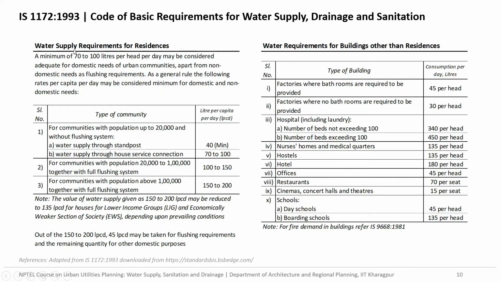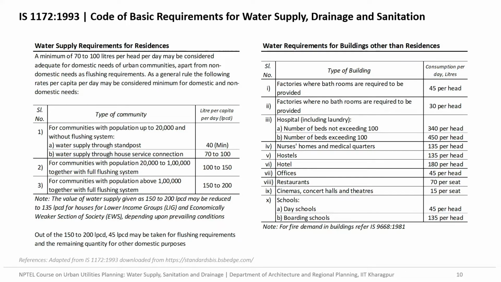Towards the left, we see the water supply requirements for residences. Usually, it is taken to be a minimum of 70 to 100 liters per head per day. Liters per head per day is comparable to liters per capita per day. So, when we calculate the water supply requirement or the water consumption in any city, we cannot precisely determine how much water is actually going to be taken up by every single household or every single individual. So these standards exist for us to be able to generalize how much water will be consumed by these households.